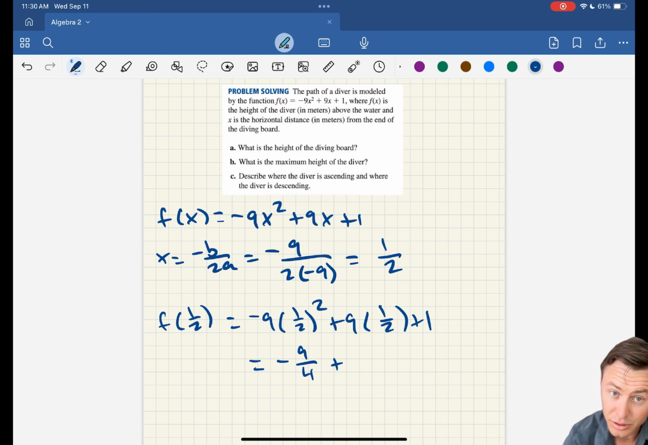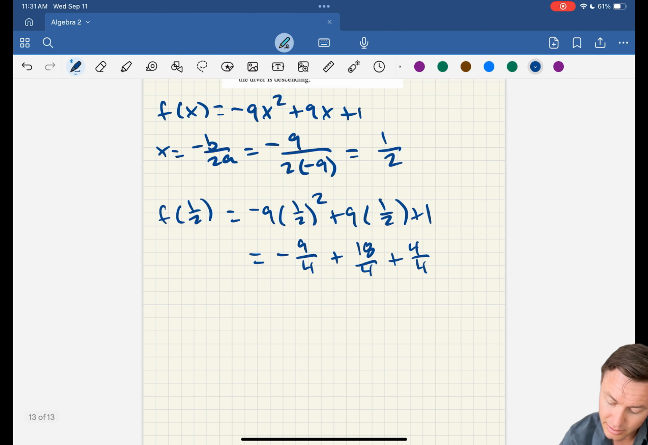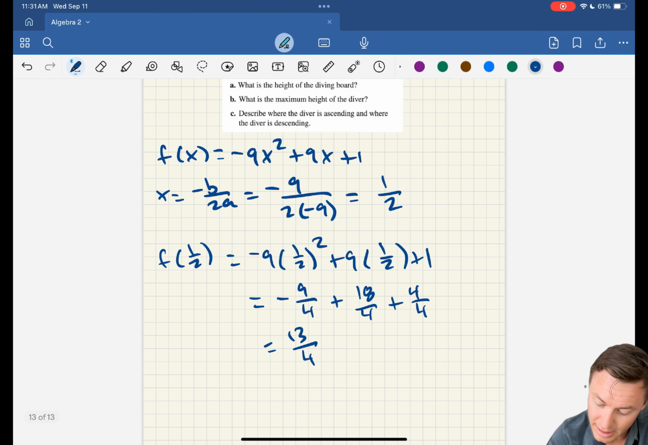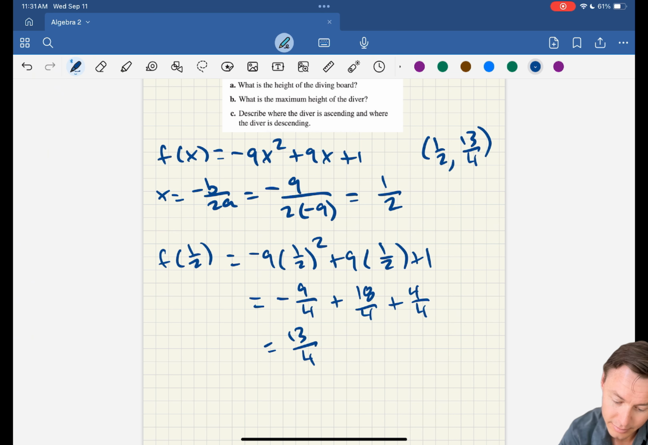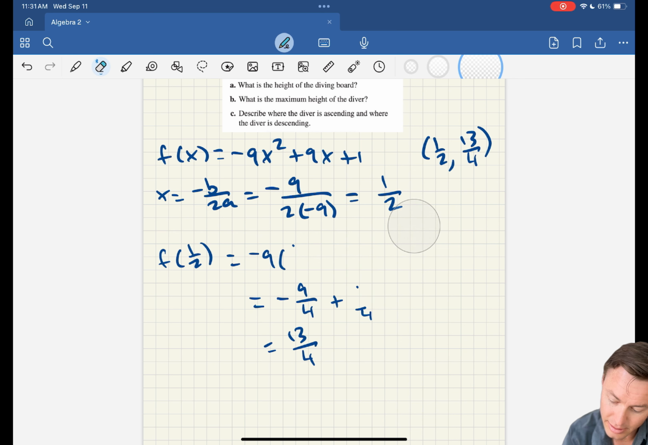plus 9 over 2, which is really 18 over 4, plus 4 over 4, which is really 1. And so that's equal to 9 over 4 plus 4 over 4, which is 13 over 4. So now we know that our vertex is at 1/2, comma 13 over 4. Great. Get rid of this so I have some room.